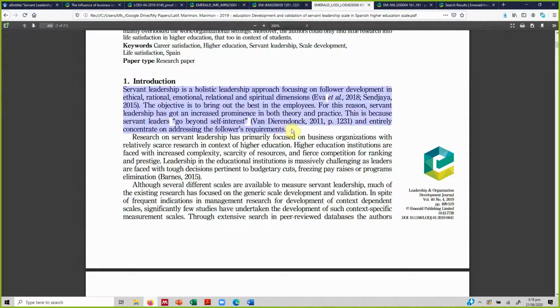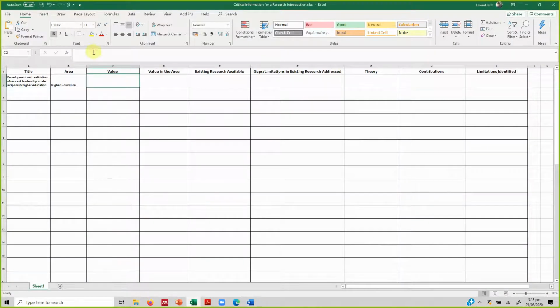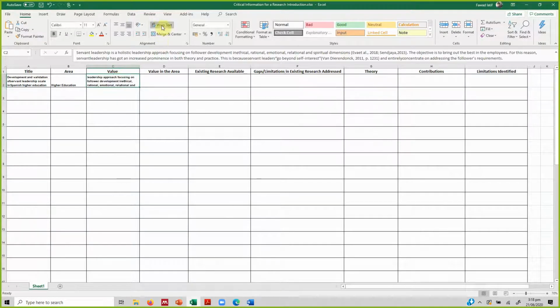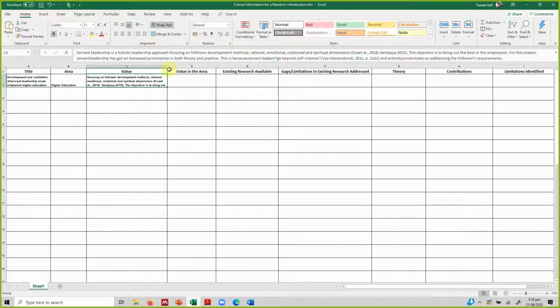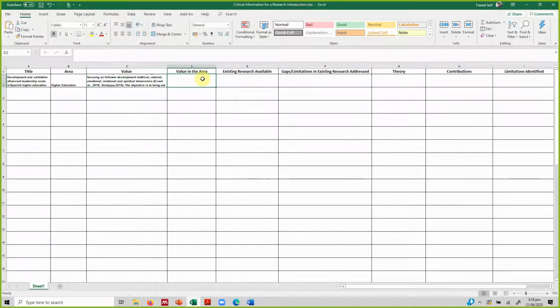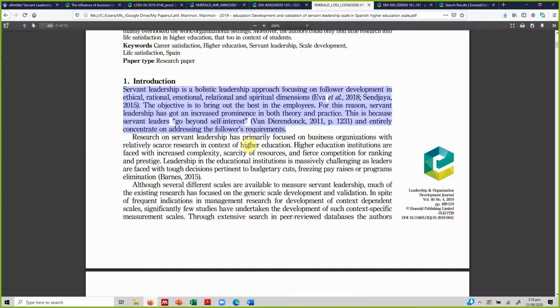So what I do is I simply copy this and put it into my Excel sheet here in the value column. Here it is. Just wrap the text. Now, if the paper that you are reading is focused on a particular area, let's say in this case the paper is focused on higher education, why is this concept important in higher education? Obviously, this will be followed by the value of the topic in general.